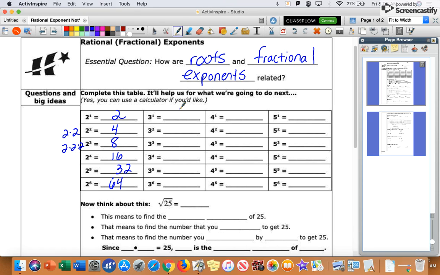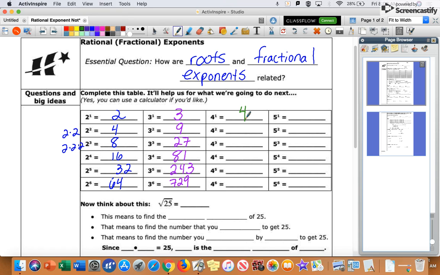So 3 to the first power then, we have just 3. 3 to the second power, 3 squared, would be 3 times itself, which is 9. 3 to the third power, 3 times 3 times 3 is 27. 3 to the fourth power, if we multiply by 3 again, we get 81. If we multiply by 3 again, we get 243. And if we multiply by 3 a sixth time, we get 729. Maybe some of those numbers are familiar to you. Powers of 3.